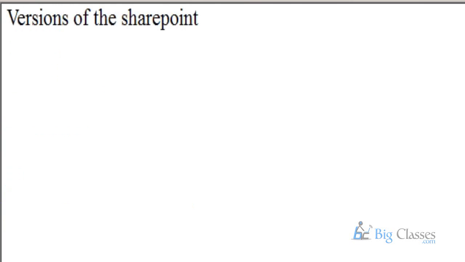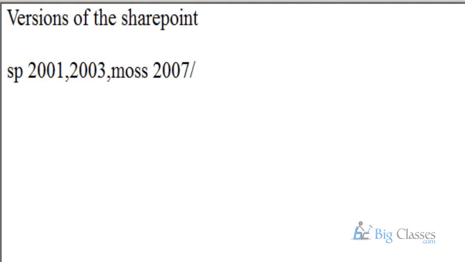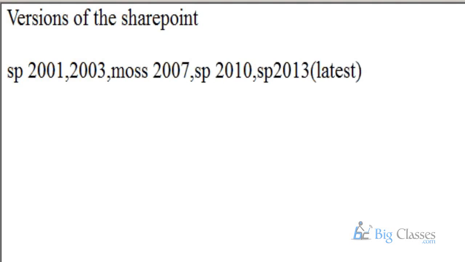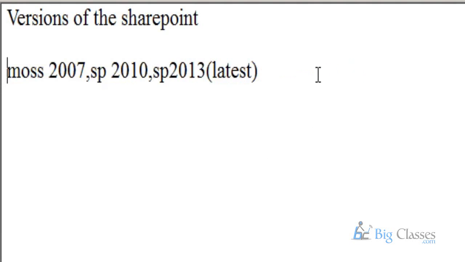Now tell me the versions of SharePoint. SharePoint 2001, next version 2003, next 2007, next SharePoint 2010. The latest version of SharePoint is 2013. People don't know what that is also. SharePoint got popular from SharePoint 2007 onwards.